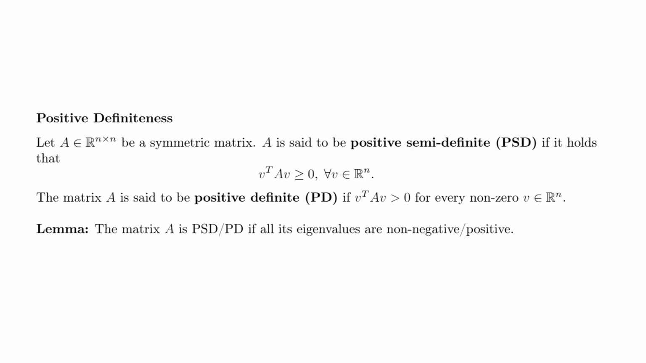Let A be a symmetric matrix. A is said to be positive semi-definite, or PSD, if it holds that for every vector v, v transpose Av is larger or equal to 0. A matrix is said to be positive definite, or PD, if v transpose Av is strictly larger than 0 for every non-zero vector v. Lemma. A matrix A is PSD or PD if all its eigenvalues are non-negative or positive.